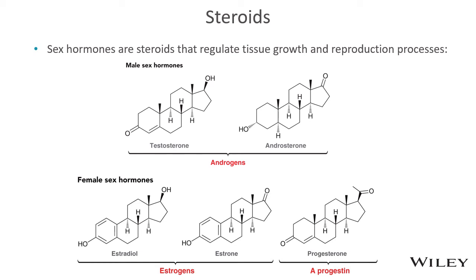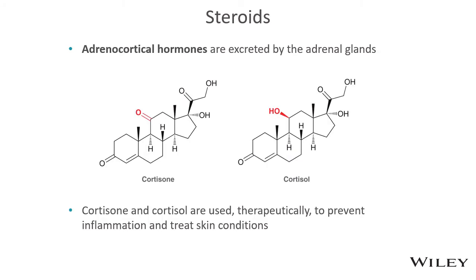Sex hormones are also steroids, and here's an example of a bunch of different sex hormones, including testosterone, estradiol, progesterone. Again, these all have the same basic structure of the 6-membered rings fused with the 5-membered rings as well. Adrenocortical hormones are also steroids, including cortisone and cortisol. Now, these molecules are used therapeutically to prevent inflammation and treat skin conditions. So these are widely used in pharmaceuticals.